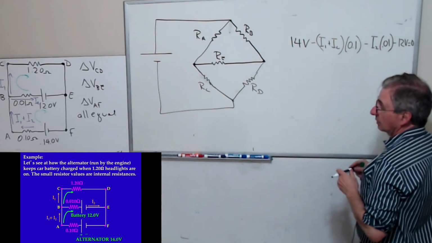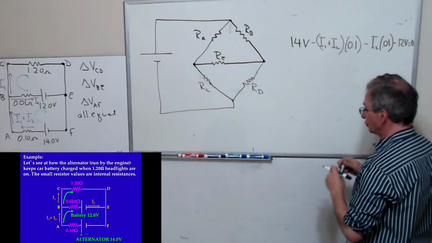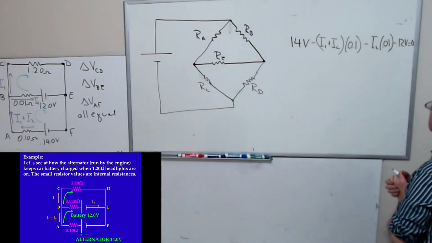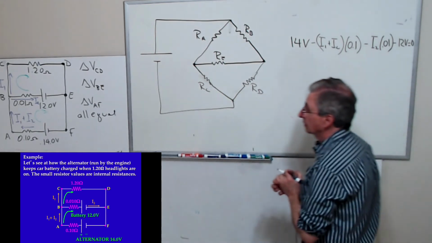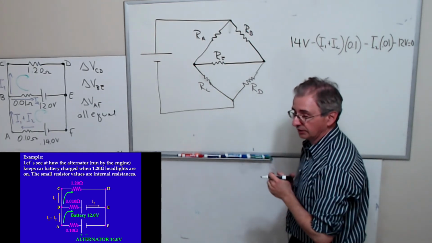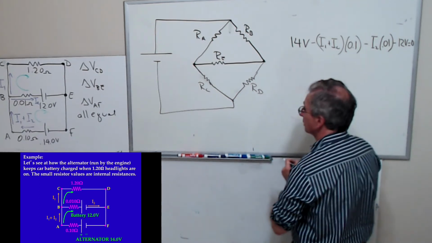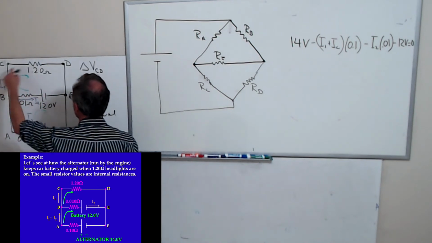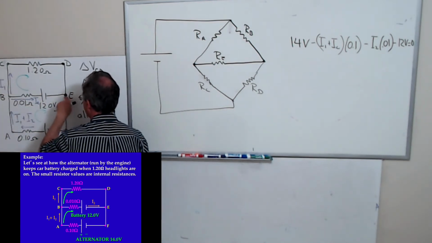Now, let's do the top loop. Wait, isn't that plus 12 volts, or is it because you're going from the positive to the negative? It's negative, right? Because you go from higher to lower, that means negative. Oh, okay. So let's do this loop. I'm going to go clockwise. Let me start here. I'm going to go that way.